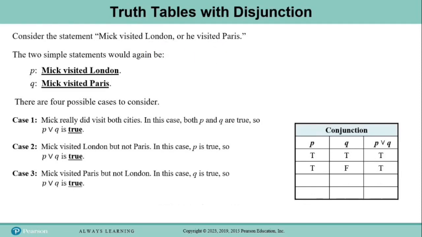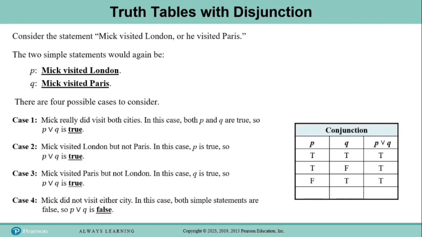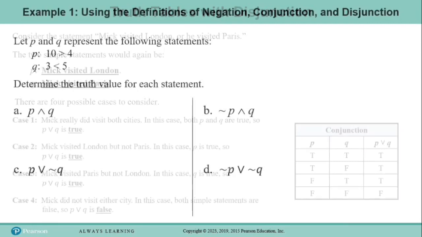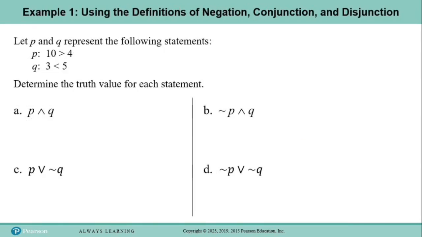So the same thing for case 3. In this case, Mick visited Paris but not London. So in this case, statement Q is true, but statement P is false. But still the overall statement P or Q is true. Then in case 4, if Mick did not visit either city, then P or Q would be false. Because in order for an OR statement to be true, either one or both of the component statements has to be true. Now let's take a look at example 1 before we get into full-fledged truth tables.